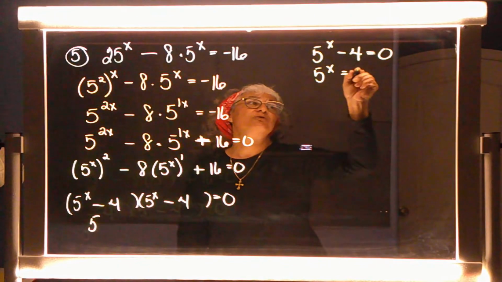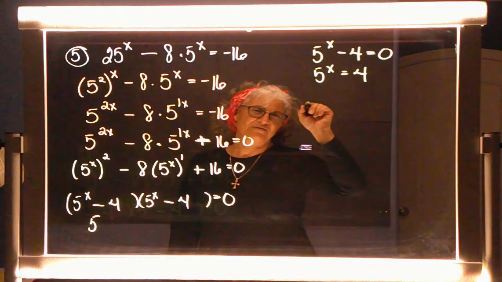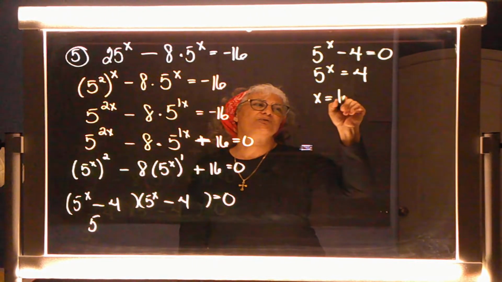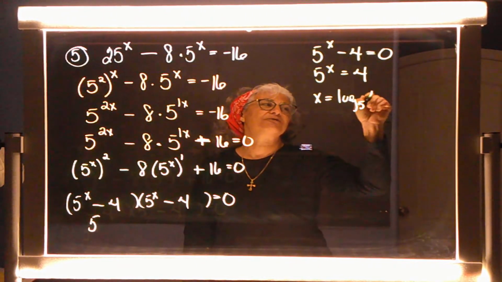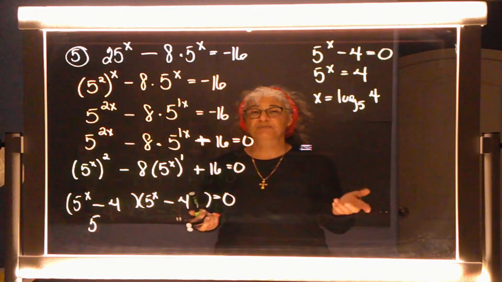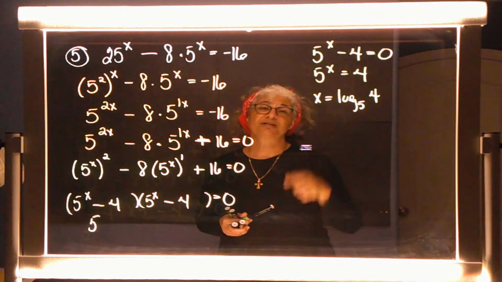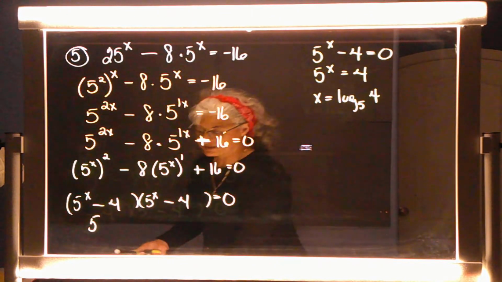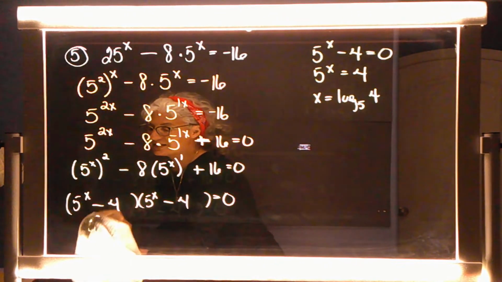You have to move the 4 over, and you're going to have to take the log base 5 on both sides. So, we're taking the log base 5 of a positive number, aren't we? So we're good here, aren't we? We have two of these exact same answers because I had two factors that were exactly the same.